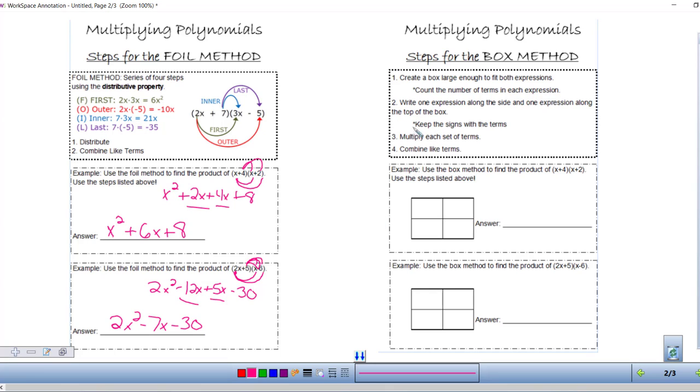The way the box works is we create a box that is the right size. Since we are multiplying binomial times binomial, I'd have a 2 by 2. If we had a trinomial, I would have 3 on one side or 3 on the other side. Then we write one expression along the side and one along the top. Make sure we keep the signs with the terms. So x plus 4, it doesn't matter if you put it on the side or on the top. I'm going to go ahead and put the x plus 4 on the side and then x plus 2 on the top.